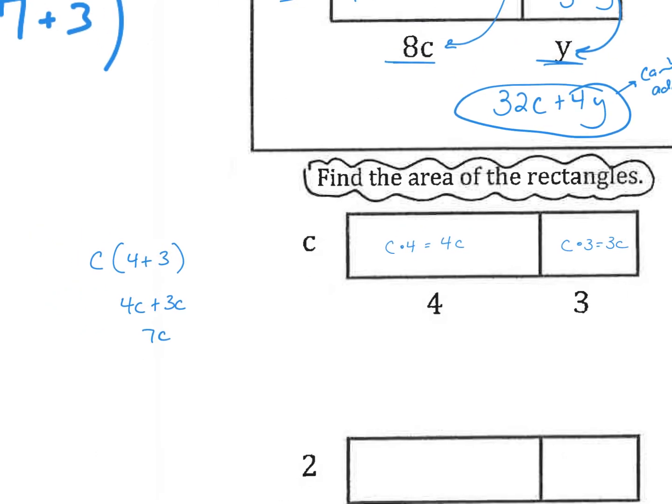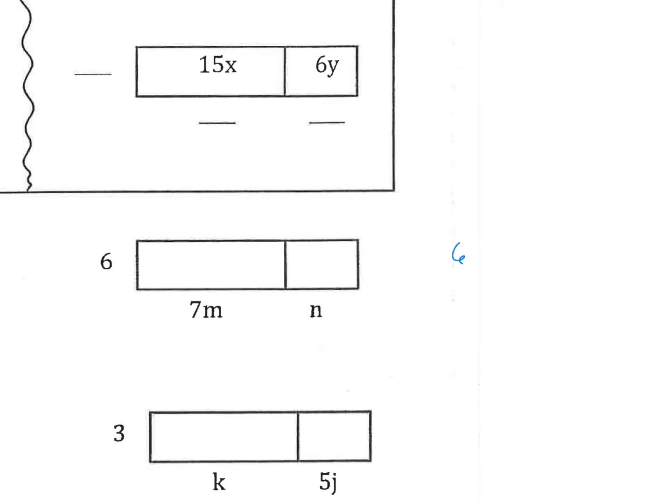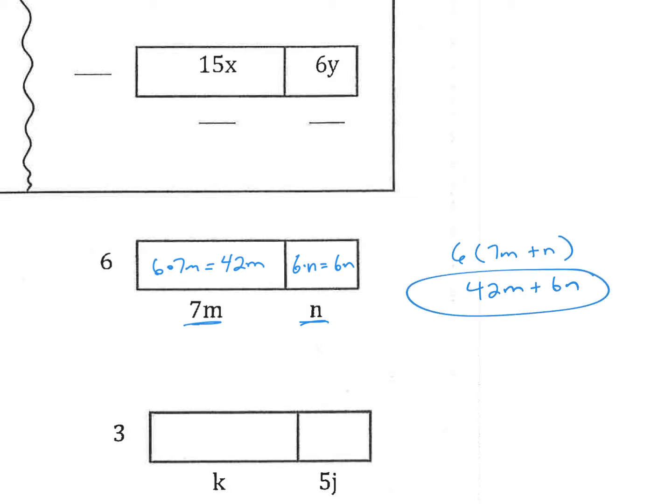All right, let's go ahead and do the one next to it. This problem would be 6 times (7m plus n). You can see I split up the 7m and n into 2 rectangles. To figure out what it looks like after I distribute, 6 times 7 is 42, so I'm doing 6 times 7m to get 42m, and then 6 times n to get 6n. I need to write that as a sum, so 42m plus 6n is my answer. Again, I can't combine those because they're not like terms.